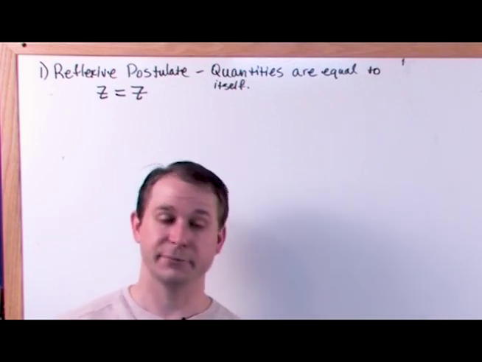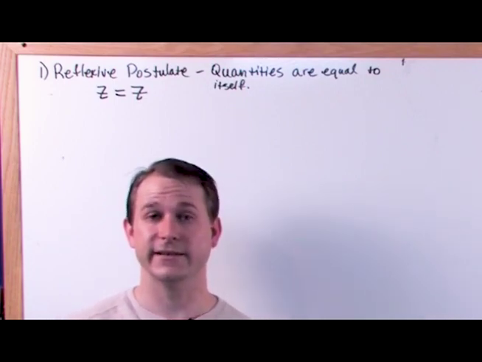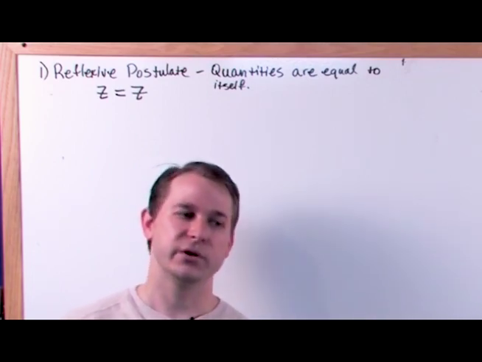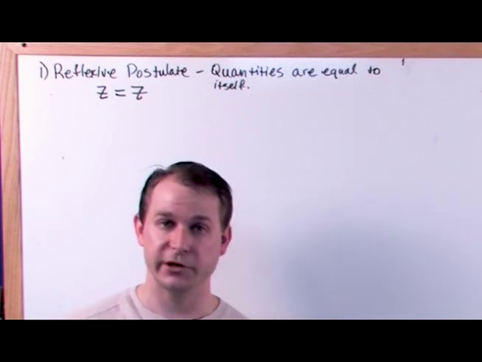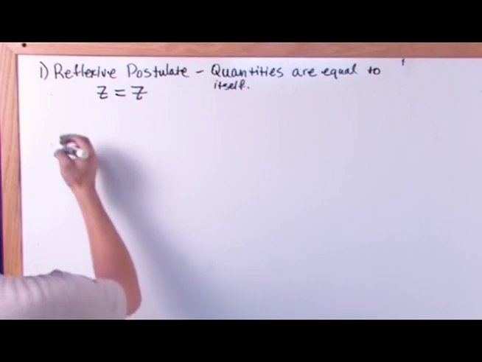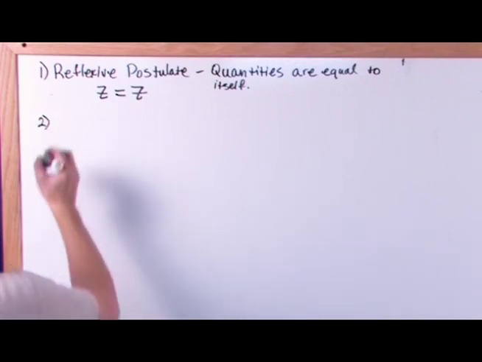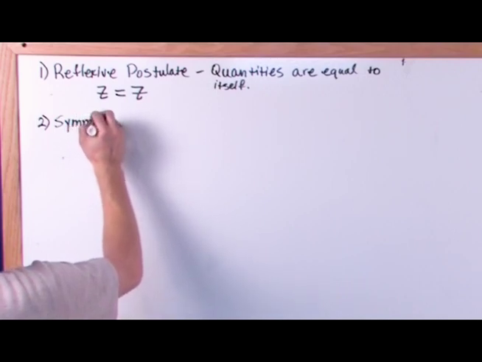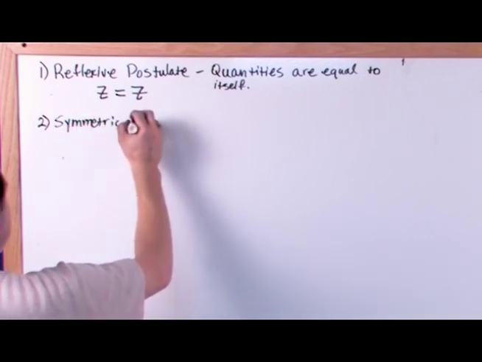Like I said, these are pretty simple, and you would wonder, why in the heck would you even put them in a book? They're that simple. Well, you have to start somewhere, and you have to make sure everybody knows the building blocks that you'll build your proofs on. So you have the reflexive postulate. Okay? The next one's the symmetric principle.